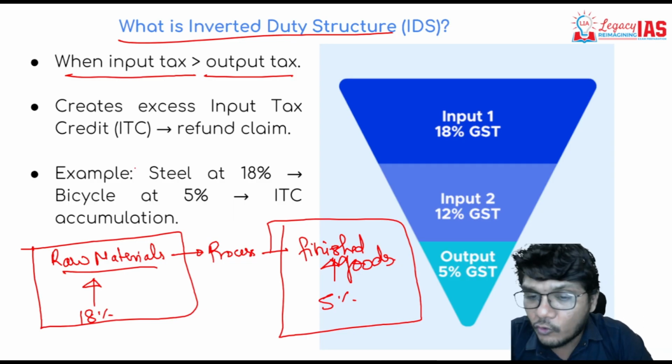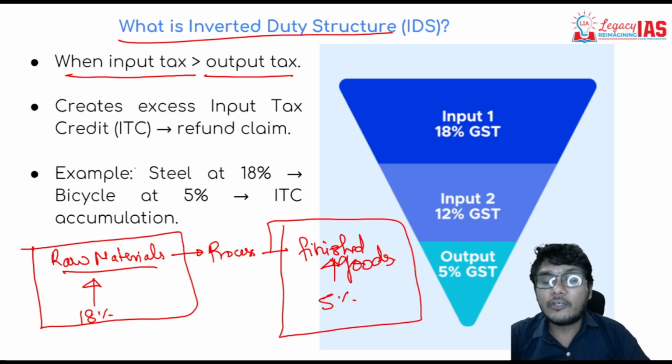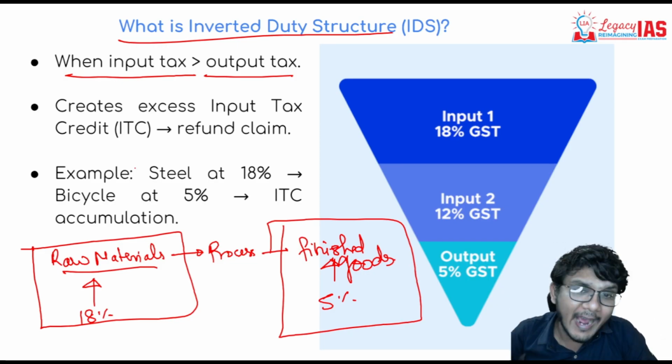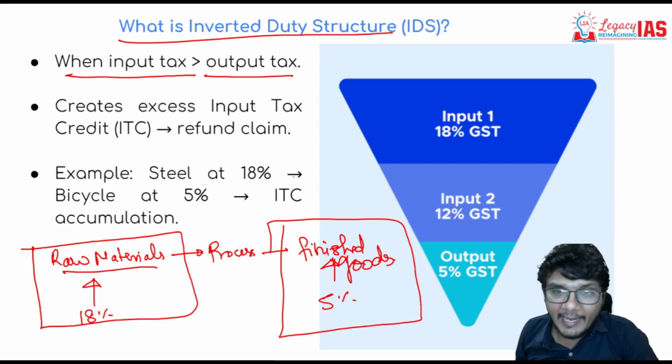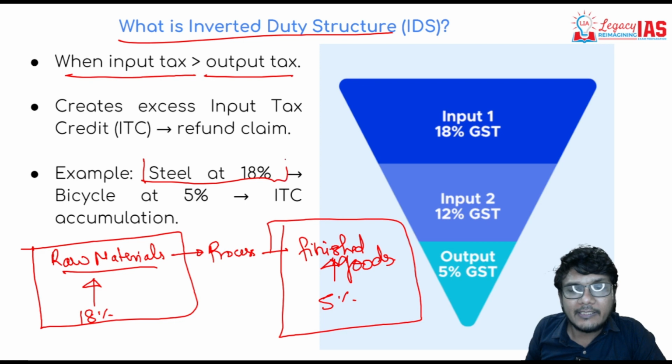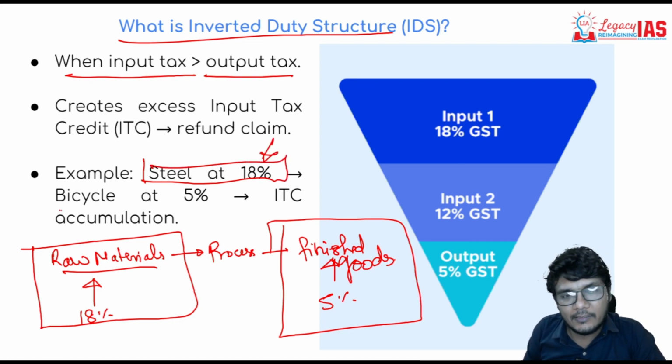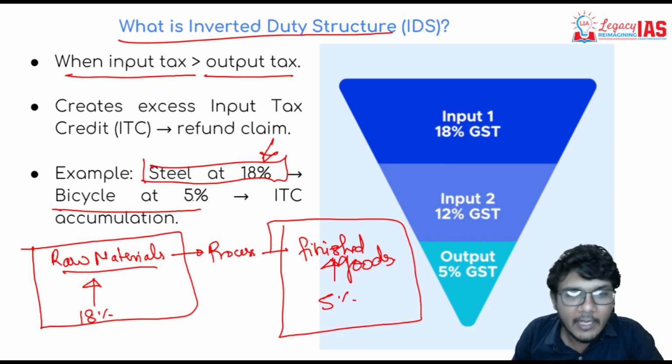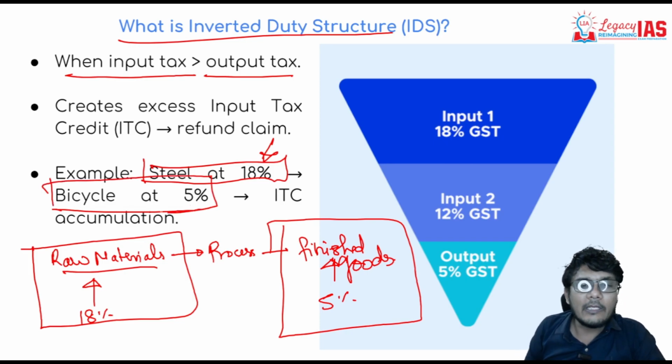So on and so forth, as a result of which it puts a burden on the producer. That is the issue that this tax structure still faces. Now an example here is steel, which is taxed at 18%. Now the bicycles that are made out of the same steel are taxed at only 5%.